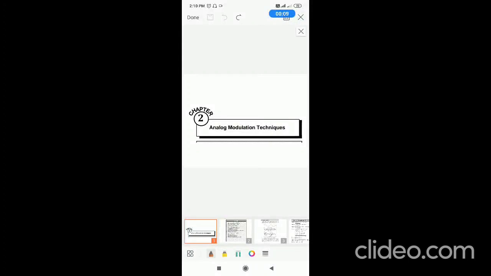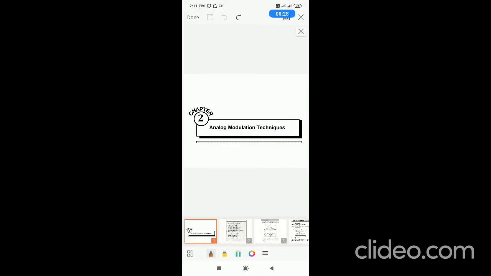We are going to discuss analog modulation techniques, chapter 2. This is the second chapter in the analog communication subject. This subject is for Diploma in Electronics and Communication students, third semester in Telangana state.